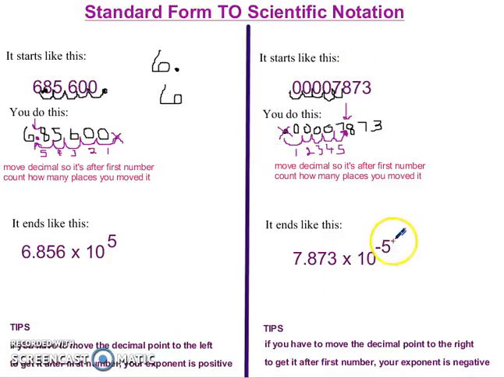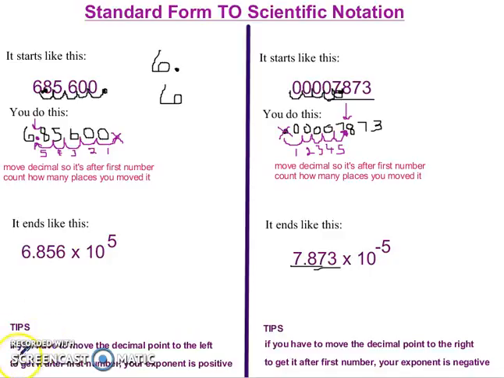If I moved it 5 places to the right, it's going to be a negative exponent. So I'm going to put my decimal point right there. 7.873. That's the number I write, 7.873. And I put a multiplication sign, and I put a 10. And then I remember, oh yeah, I moved my decimal point to the right 5 times. If I'm moving it to the right, it's a negative exponent. If I move my decimal point to the left, it's a positive exponent.